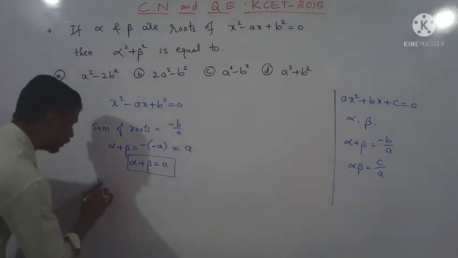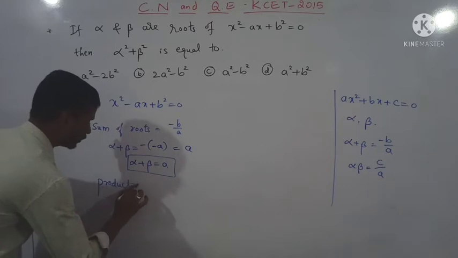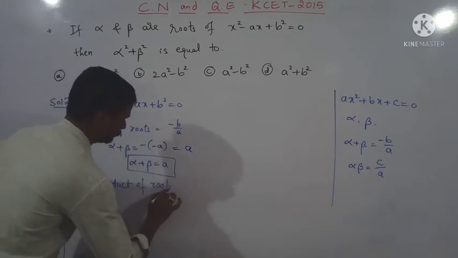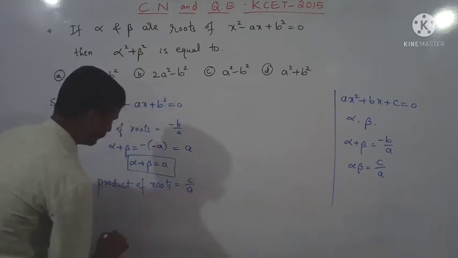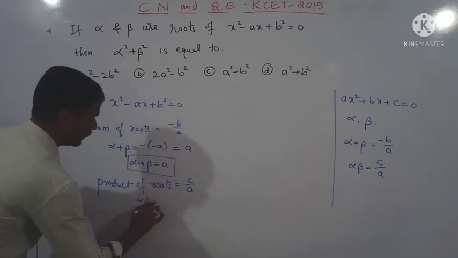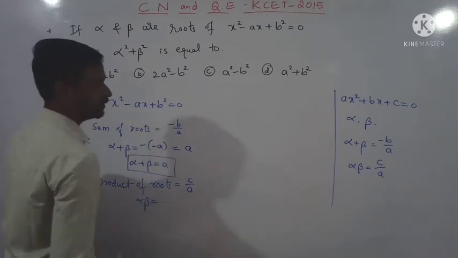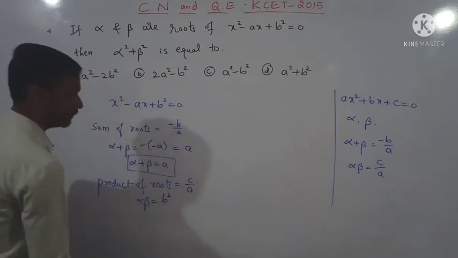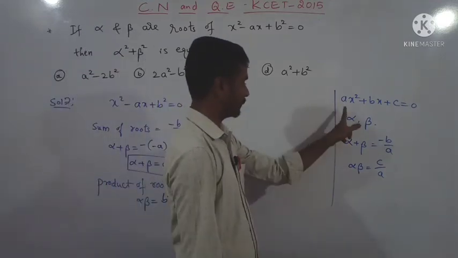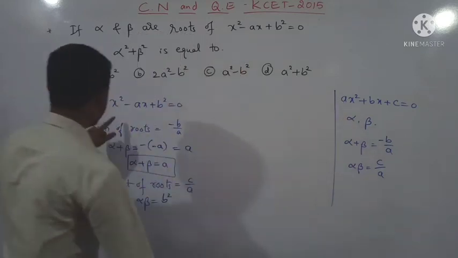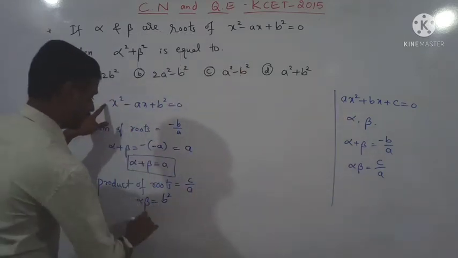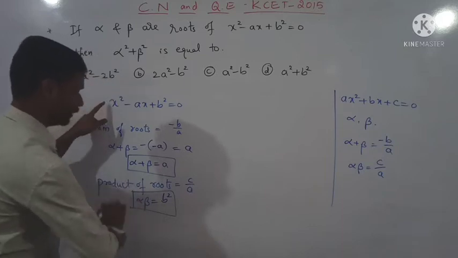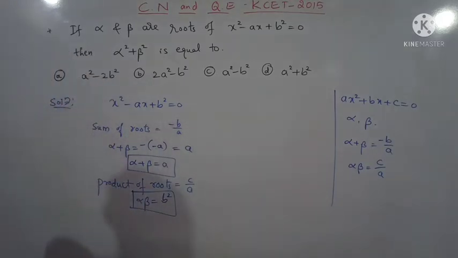And product of roots is equal to c by a. Therefore alpha into beta equals c. C means constant. What is the constant here? b square divided by a, where a means coefficient of x square. Here the coefficient of x square is 1. Therefore alpha beta equals b square. Alpha plus beta equals a and alpha beta equals b square.